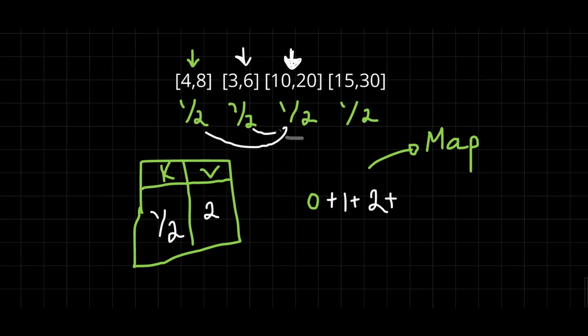Now we are at this position, which has the elements 15 and 30. So here the ratio is half once more. But before that, in the previous iteration, we have to update the value of the frequency from 2 to 3. Now we are at this last position, 15 and 30. So here the ratio will be 1 by 2 again.